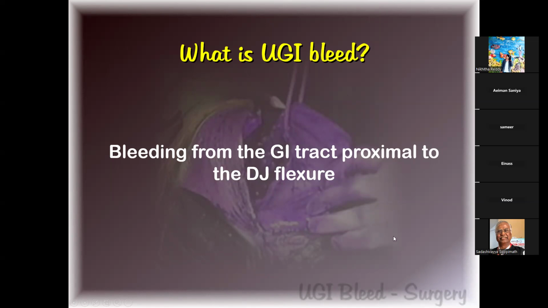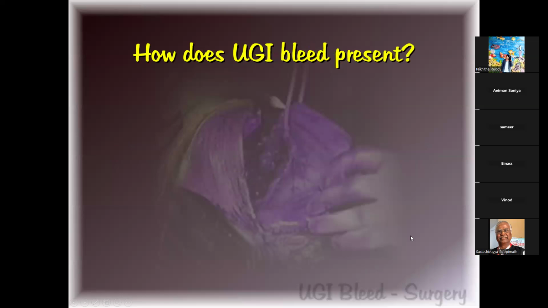Thank you. So bleeding from the GI tract proximal to the DJ flexure is the UGI bleed. So we usually have a group discussion. We pose a question and give an answer. The students get to answer it. And if you want to add to the question, as I said, please feel free. So, Ainas, how does UGI bleed present?